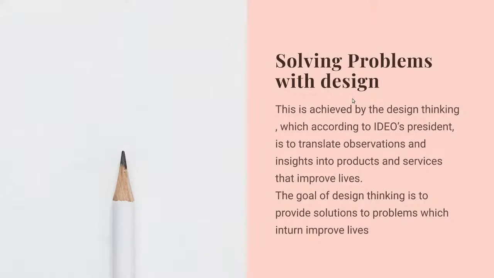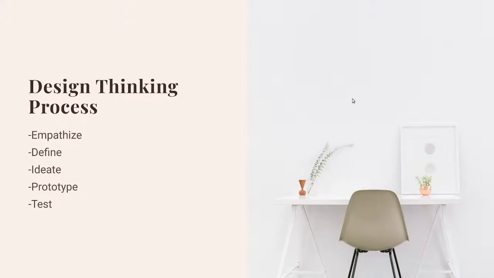Okay. So the goal of design thinking is to provide solutions to problems, which in turn improve lives. Please, the next slide. All right. So now this design thinking, in UI UX design, is basically achieved by something we call a design thinking process. Now, this design thinking process is not just limited to applications and interfaces. It's in every aspect of our lives. Even in our everyday lives, we have all undertaken this design thinking process. The design thinking process is made up of five important parts.